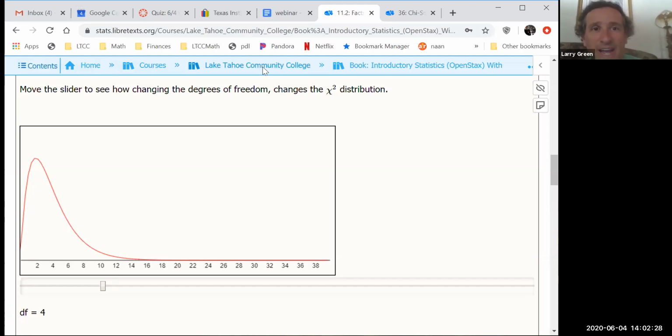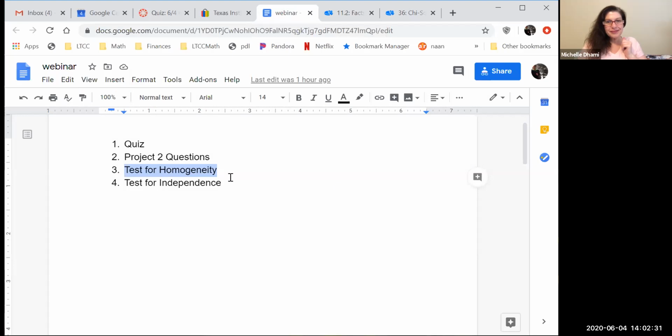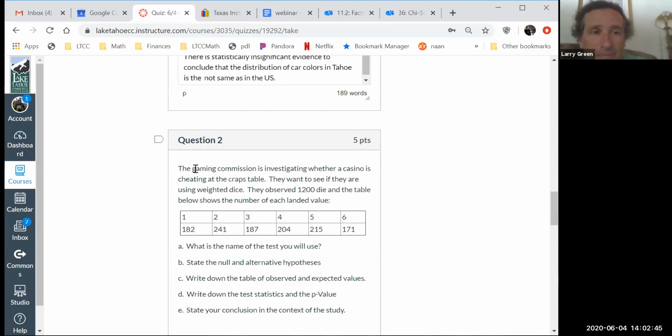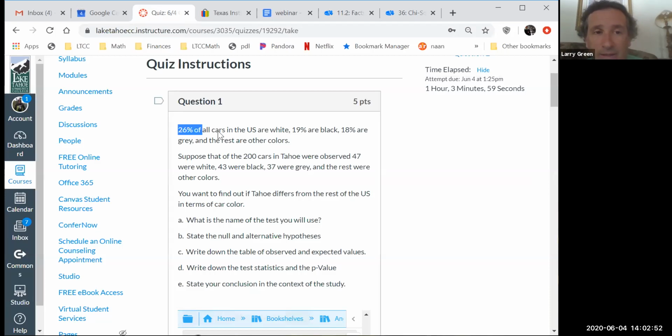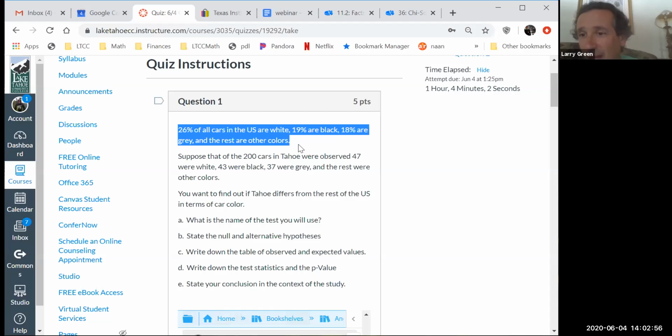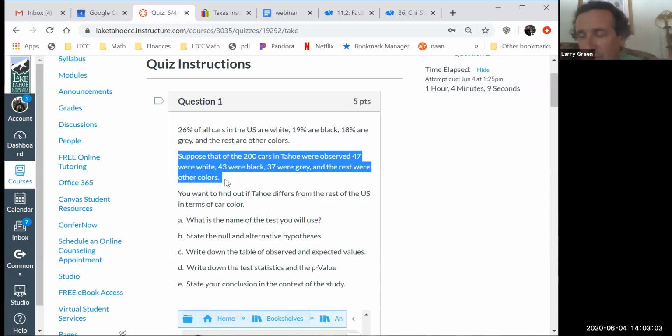Good history. So anyhow, now let's go ahead and talk about the test for homogeneity. The test for homogeneity is different, and let me explain how. Let me remind you of quiz question 1. We knew the percent of colors in the US, and we wanted to see if the distribution of something we don't know is the same as what we do know. On the other hand, suppose instead of comparing Tahoe with the United States, we want to compare Tahoe and Reno.